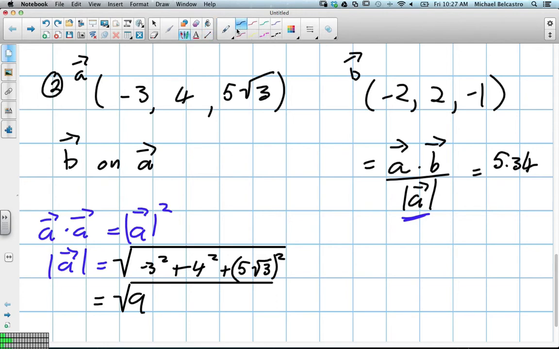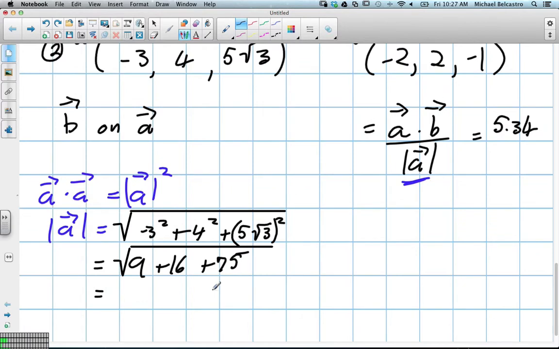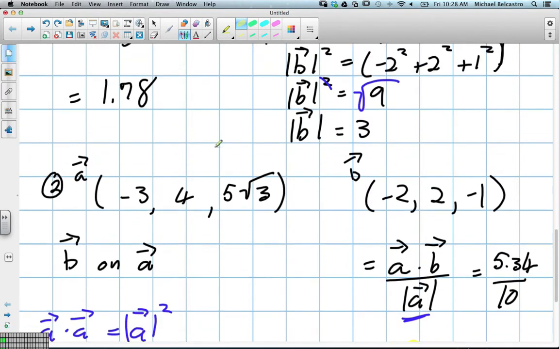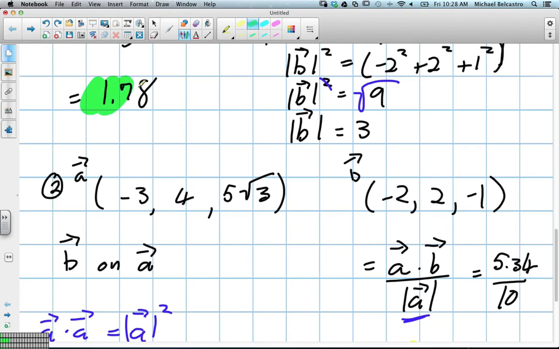Is that right? Someone want to check that? 16 and 75. Yeah, we're okay. Put those together, what are we going to get? 100. So we're looking at a root of 100? All right. Beautiful. So our magnitude of A will be 10 in this question. So we'll be dividing by 10, which will give us what value? That's it, 0.534. So our scalar projections are very different depending on whether we do a projection of B on A or a projection of A on B.